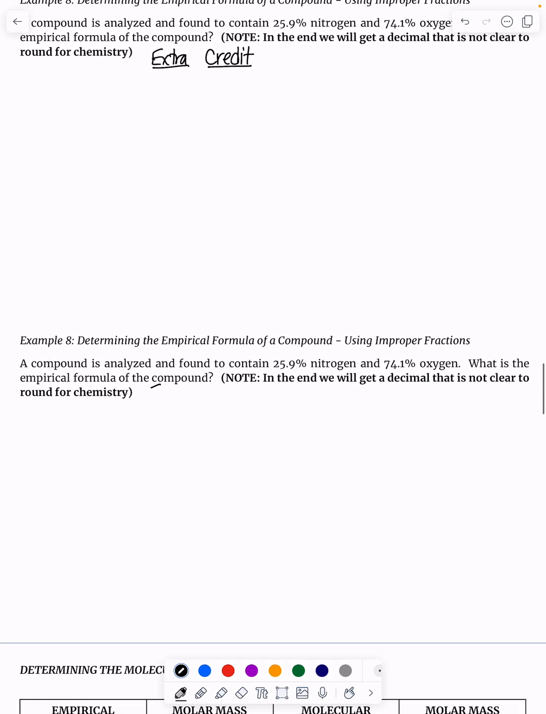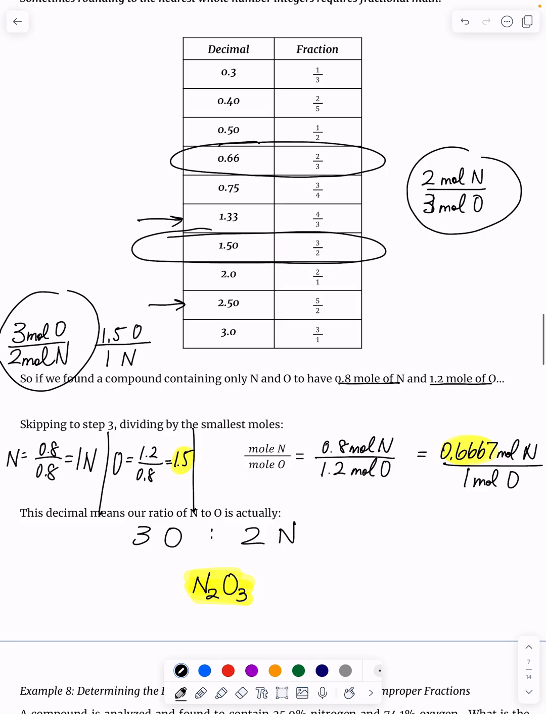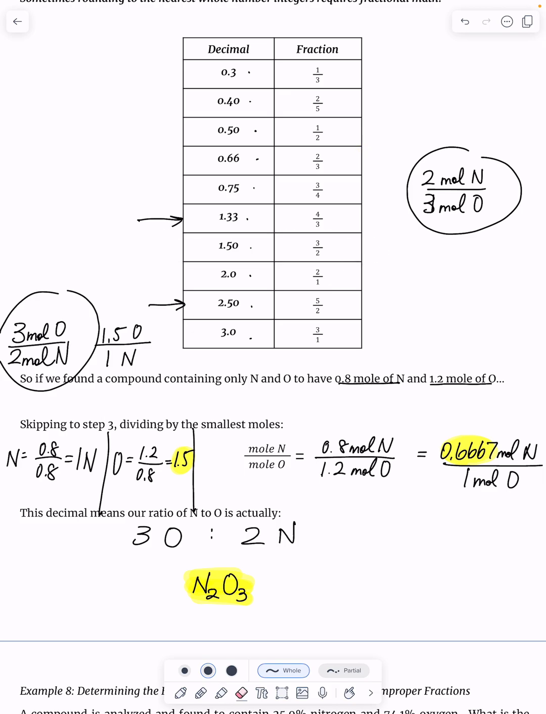So I have 2 problems here that are going to be a bit of extra credit if you wanted. You could show the work here, turn that in, and help raise some missing assignments or low points here. But it will not be required, but I still wanted to show it to you. So just a quick recap. If you see any of these decimals when you divide, specifically 1.33, 1.5, 2.5, you're really dealing with improper fractions, where instead of it being 1.5, it's really a 3 to 2 ratio. Or we did 0.66, it's really a 2 to 3 ratio.